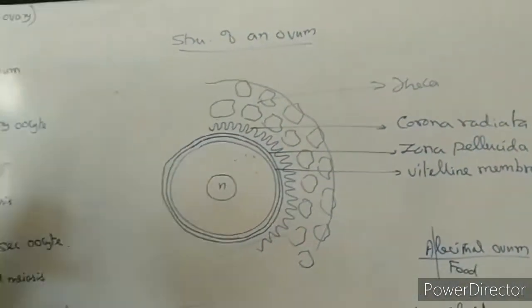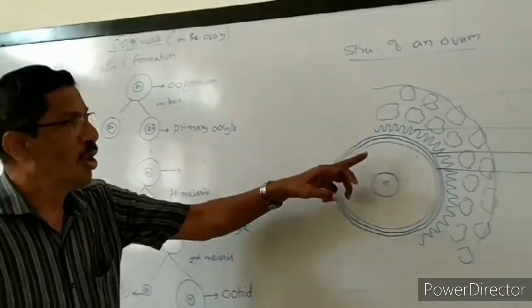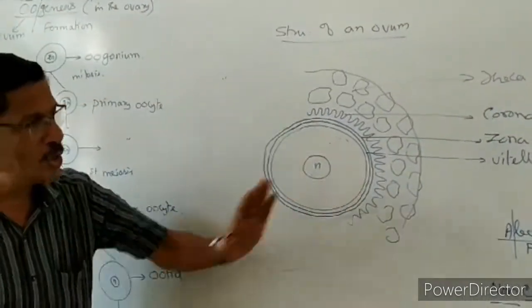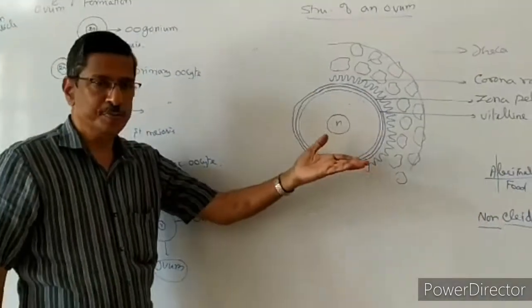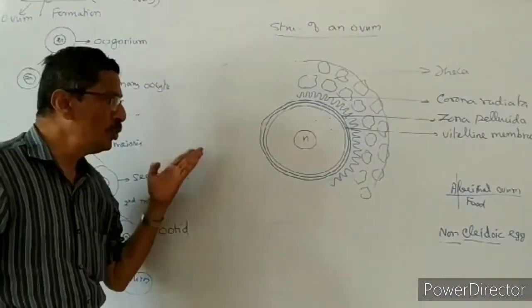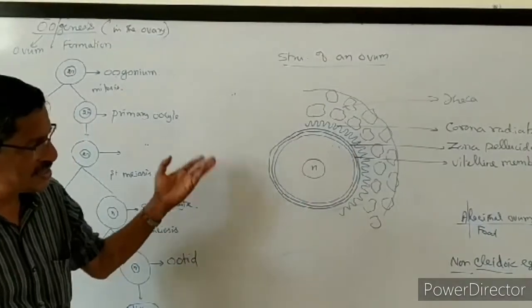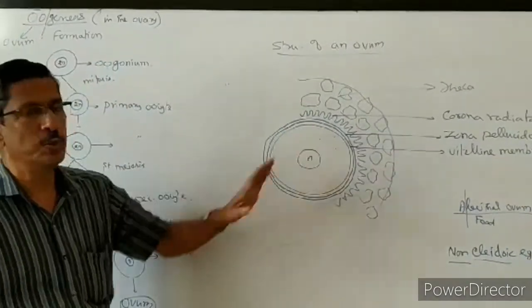Whenever the ovum is coming out of the ovary after production, all these layers will come along with it. Now this ovum will be taken up by the fallopian tube. Then finally this ovum goes to the uterus for fertilization and for development. Okay, this is one ovum.